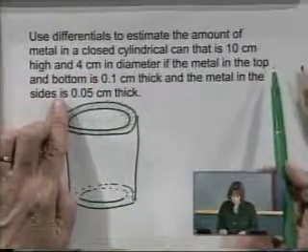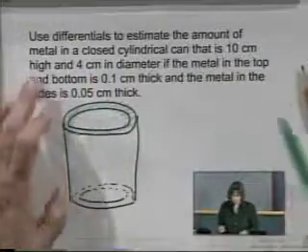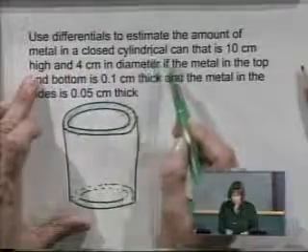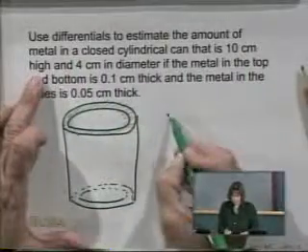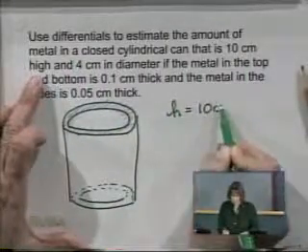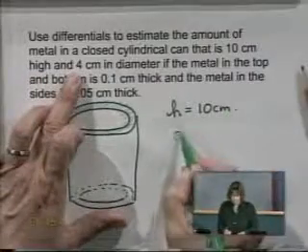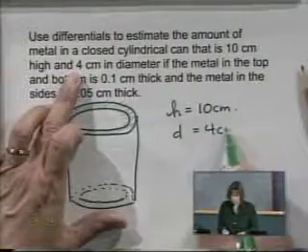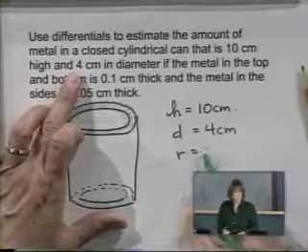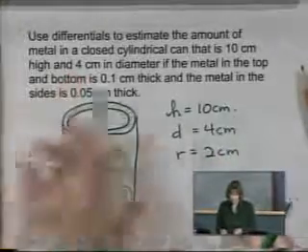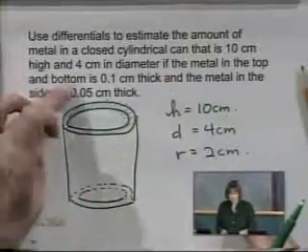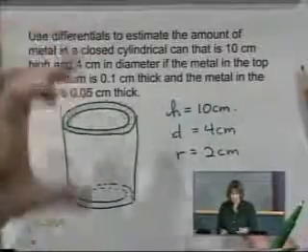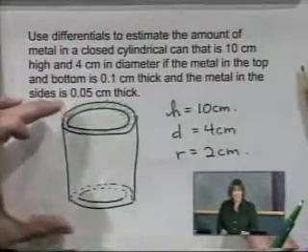Let's see, what do we have here? They say that it's a closed cylindrical can that is 10 centimeters high. So its height to begin with is 10 centimeters. Its diameter, which I'll call d, is 4 centimeters. So its radius is 2 centimeters. All right? And the metal in the top and the bottom is 0.1 centimeters thick.